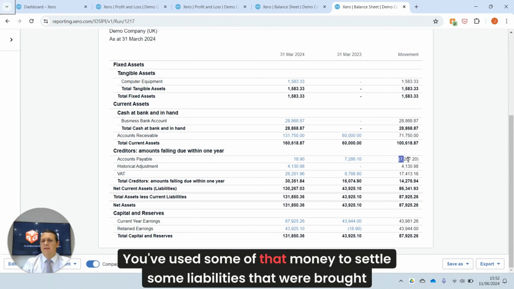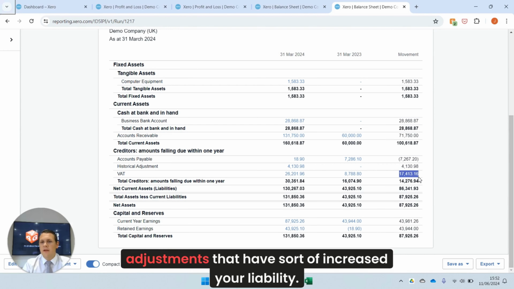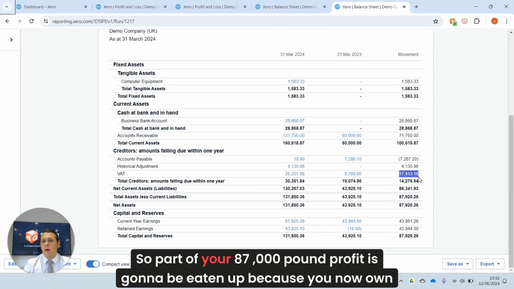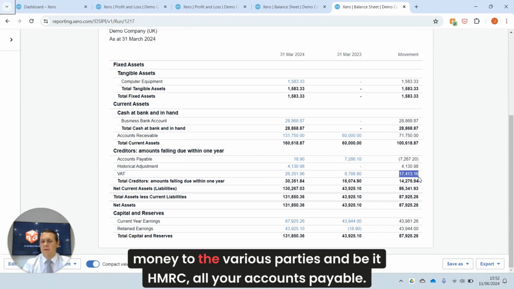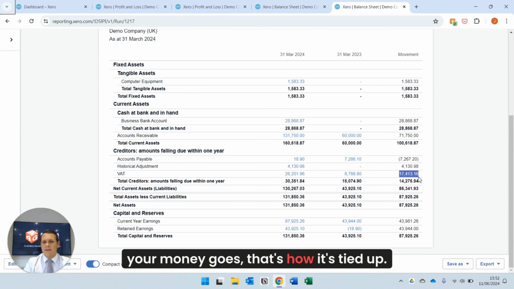You've used some of that money to settle some liabilities that were brought forward. You've actually incurred some additional liabilities, be it VAT, be it some adjustments that have sort of increased your liability. So part of your £87,000 profit is going to be eaten up because you now owe money to the various parties, be it HMRC or your accounts payable. So that's sort of where your money goes. That's how it's tied up.